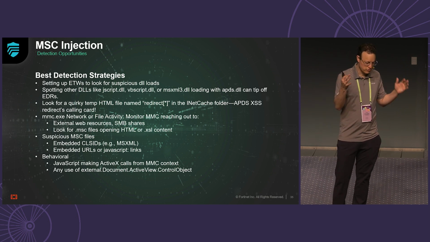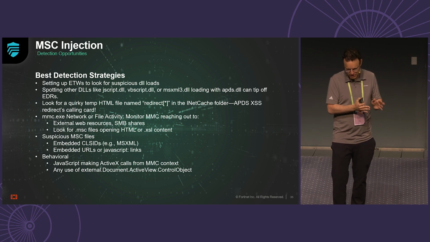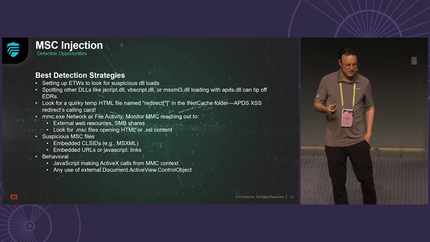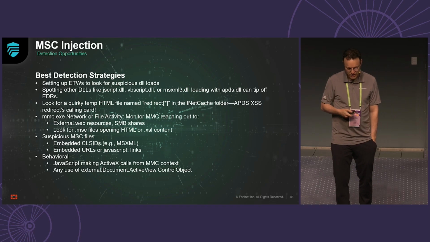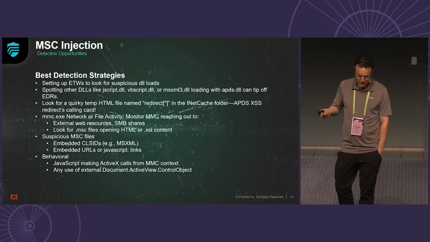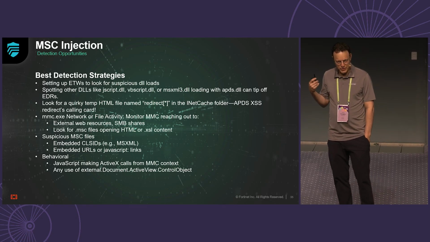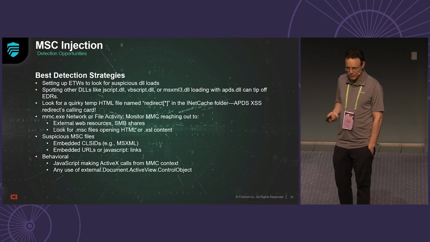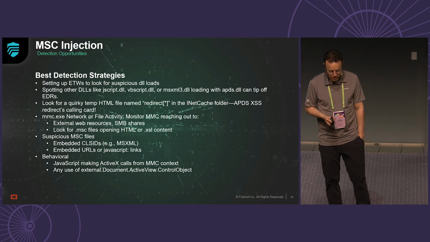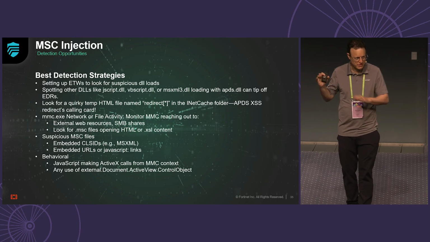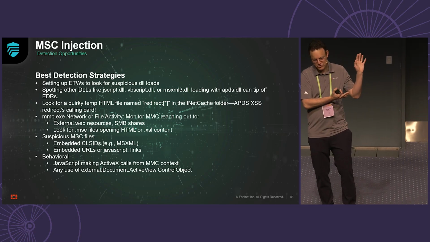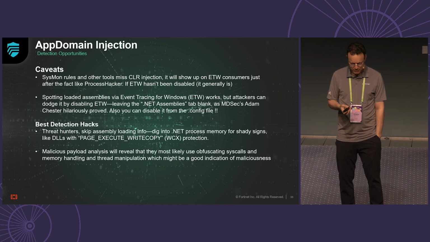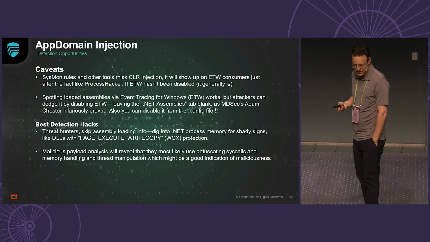Or if you're trying to detect the payload itself, not the behavior on the machine, look for embedded CLSIDs or URLs, JavaScript or links, but those can be deobfuscated, right? When we go to the behavior part, look for JavaScript making ActiveX calls from MMC context, and any use of external document ActiveView control objects, because that means you're loading an external page and trying to do something with it, not just display it.